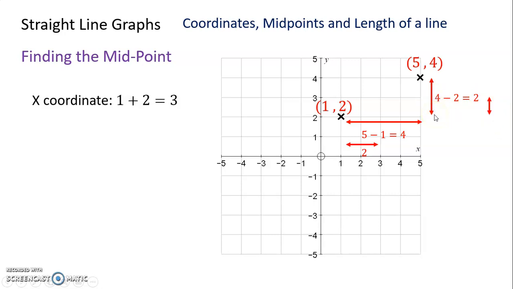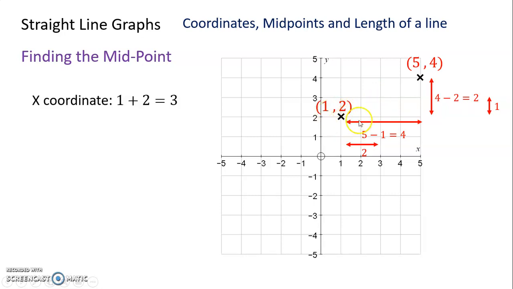So I'm going to need to half 2 and 1. So from here, I'm going to need to go 2 along and 1 up. That won't tell me the coordinate though. The coordinate is not 2, 1. We can see it's 3, 3. So how do I find out the coordinate?